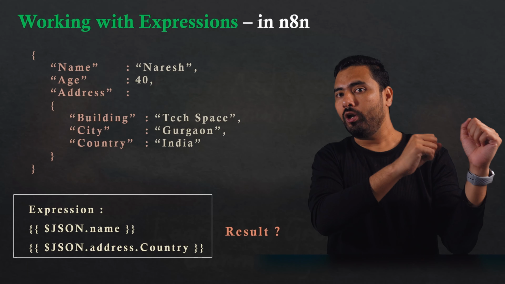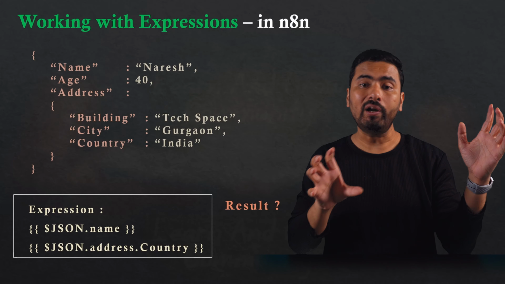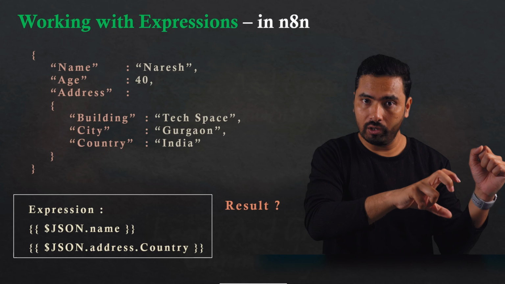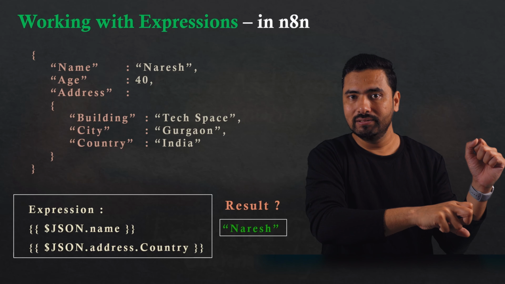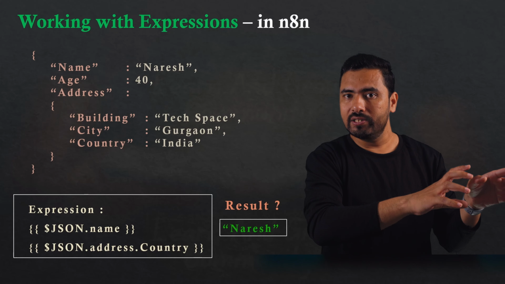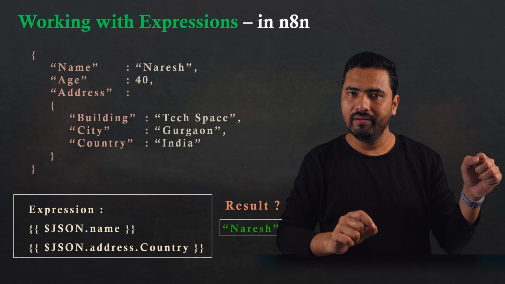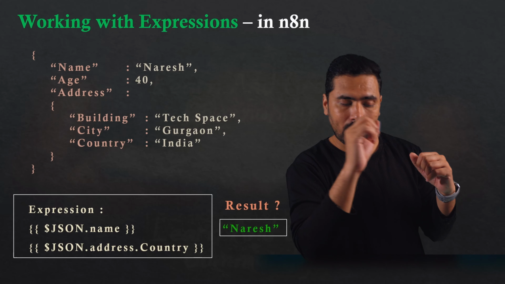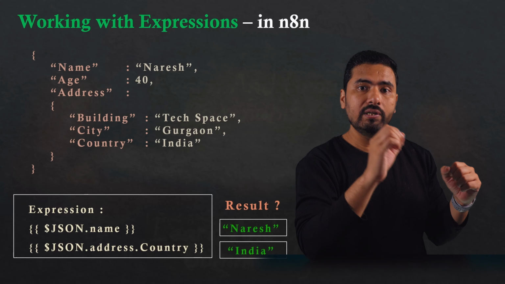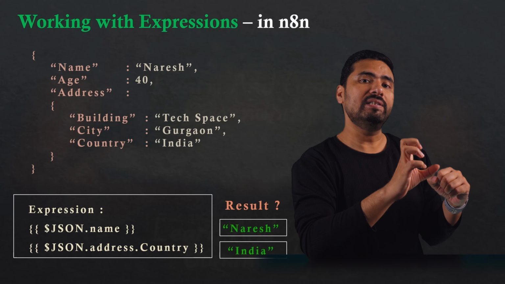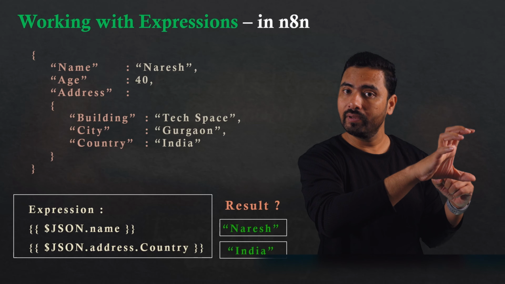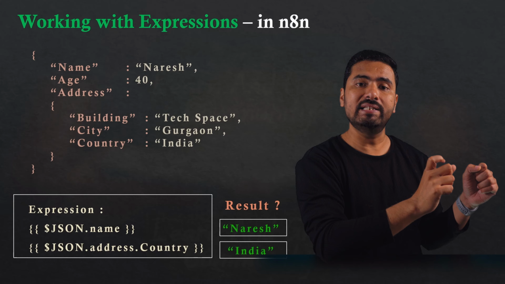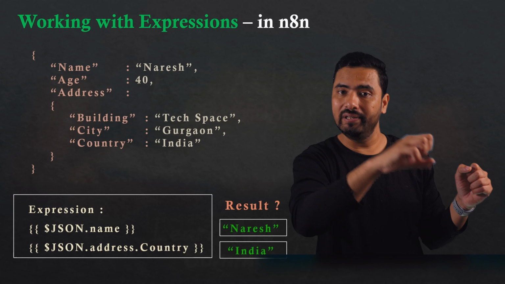The first one is $JSON dot name. So what is the value of name here? Naresh, right? This expression will pull that word Naresh from this JSON data. Next example, $JSON dot address dot country. Now try to decode this. What will be the result? Yes, India. First it will go to the address and then it will see another object there as a value. So this is halfway, meaning it will continue looking for the country and it will see India as a value, so it will take it.